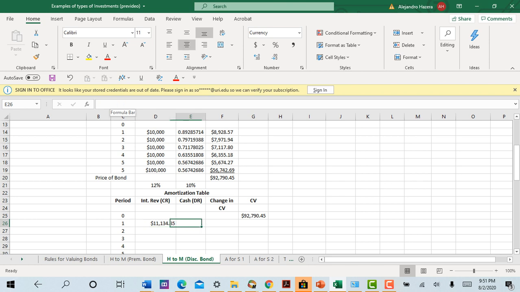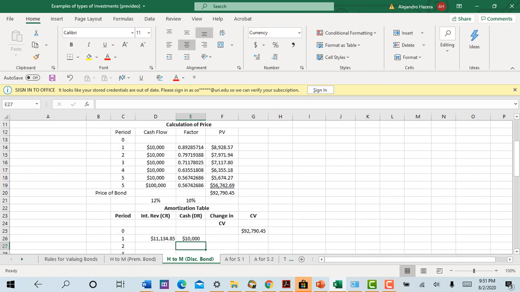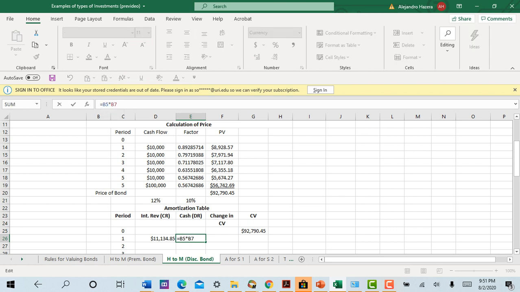Okay, then we come over here to cash. I'll just use the original numbers again, but we'll just take 100,000 times 10%, and the cash that you receive doesn't change. That stays the same. Okay, and we'll freeze both numbers, so we'll put dollar signs in front of both numbers.